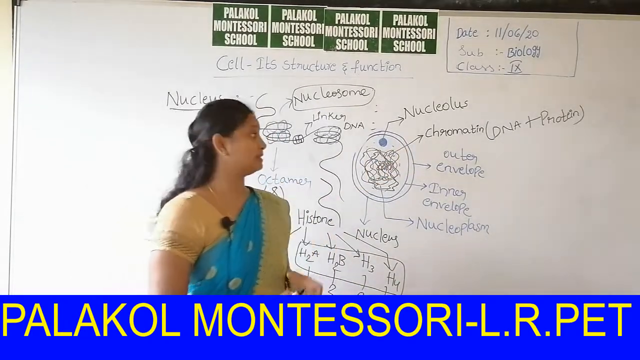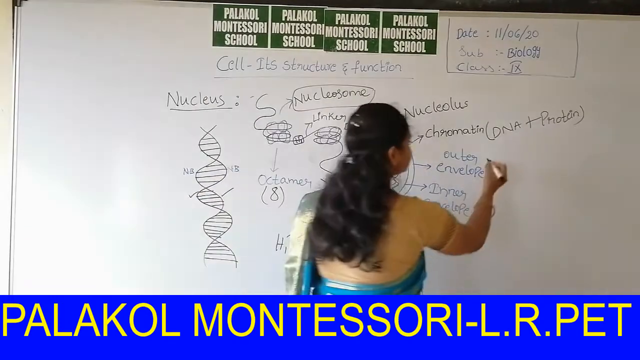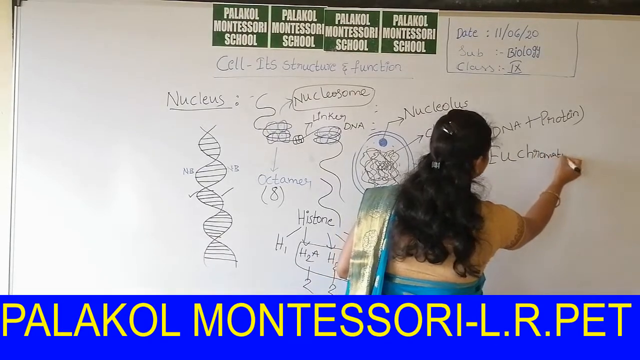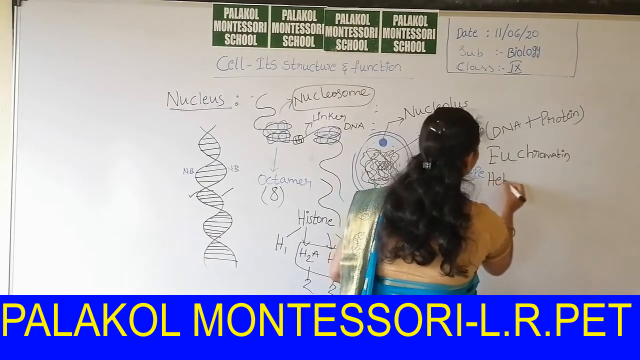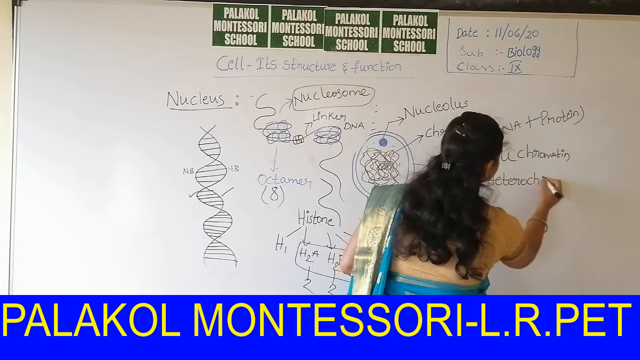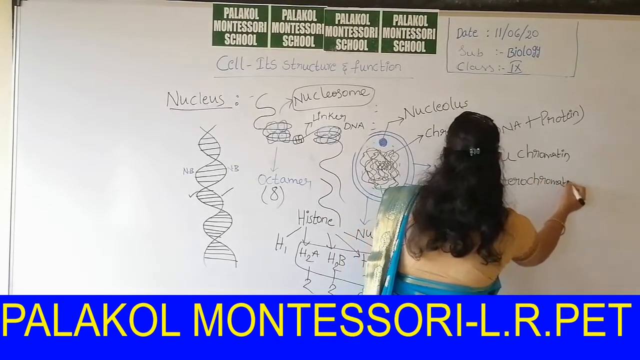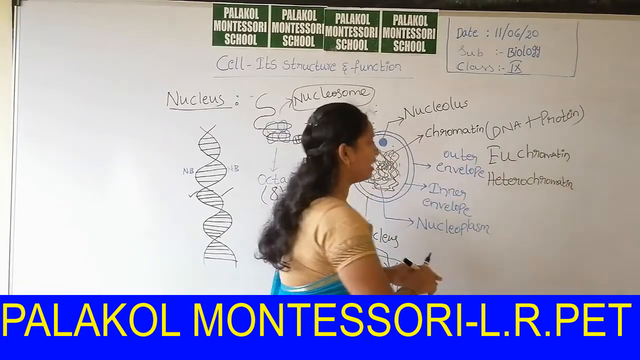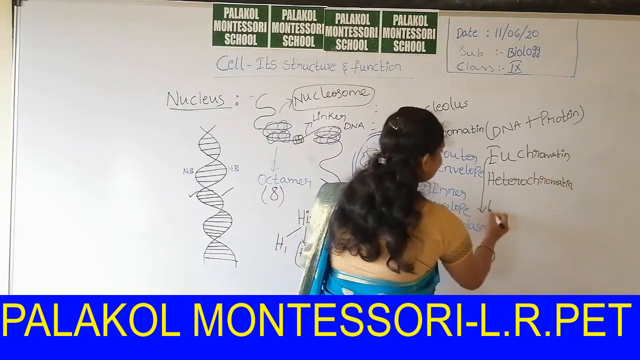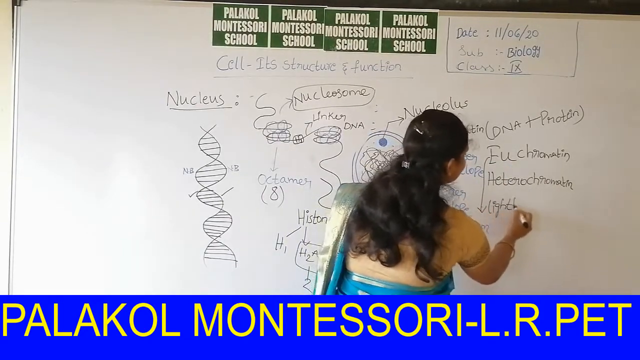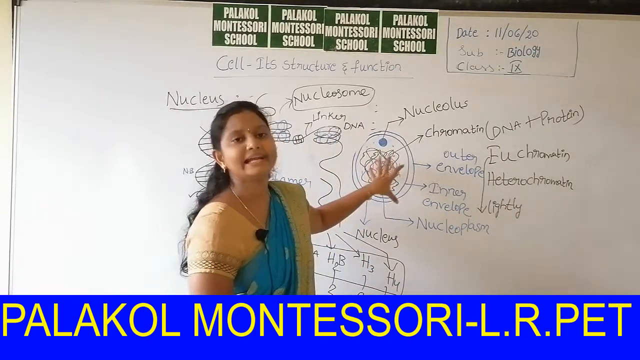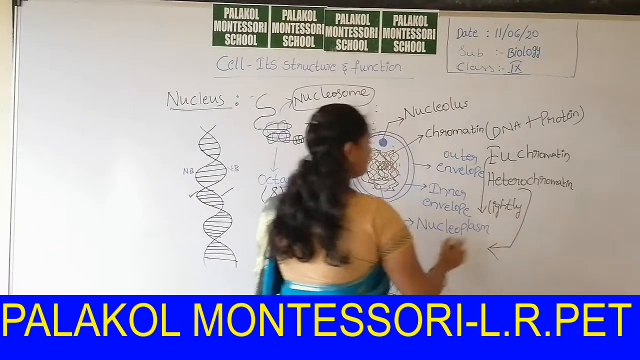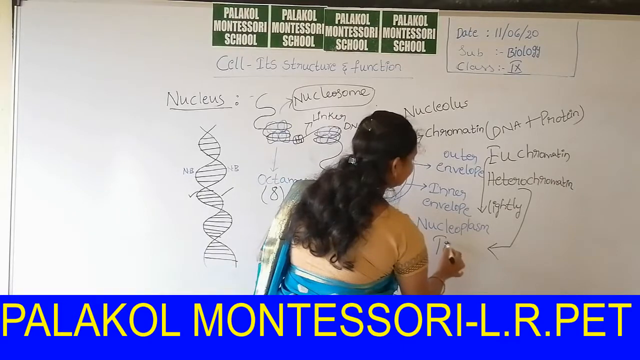Chromatin has 2 types. One is euchromatin, and the other one is heterochromatin. Euchromatin is lightly packed DNA. Lightly packed DNA is called euchromatin. In the case of heterochromatin, DNA is packed tightly.